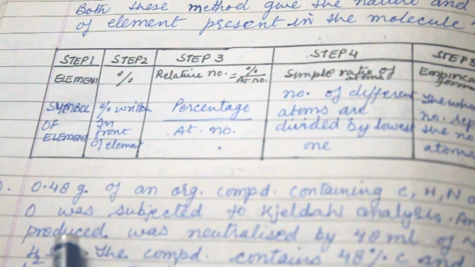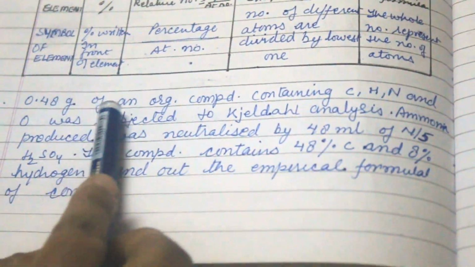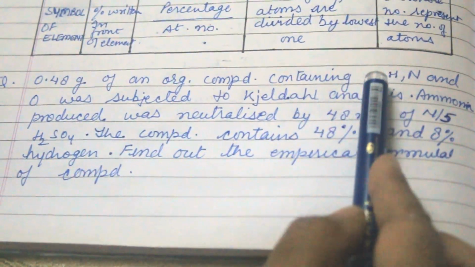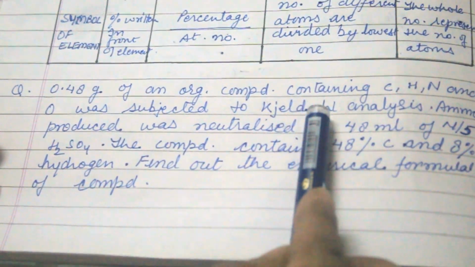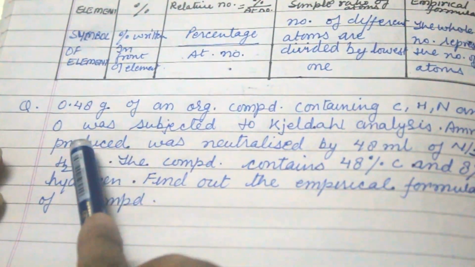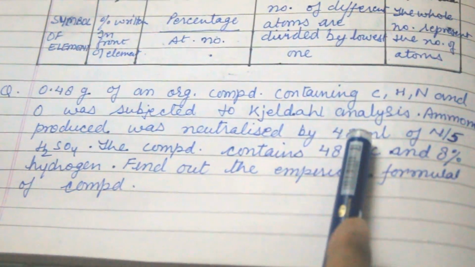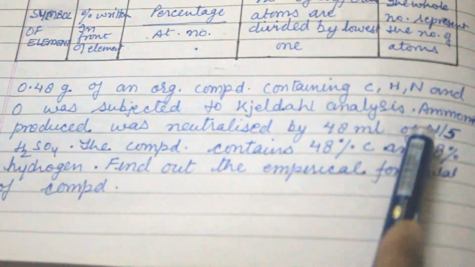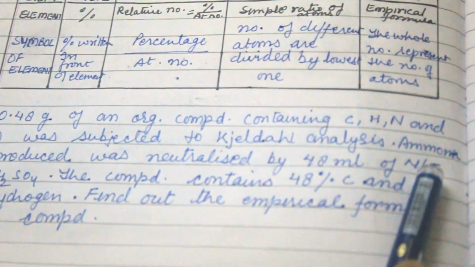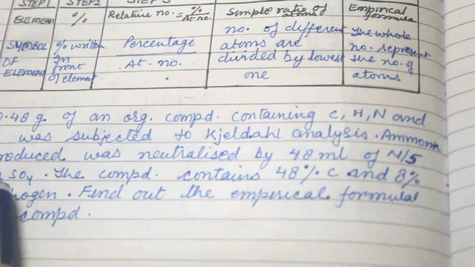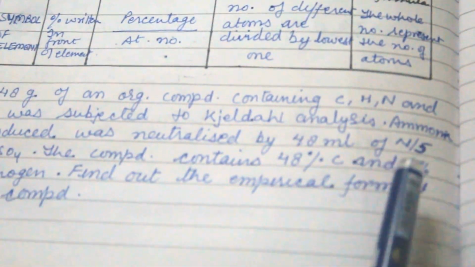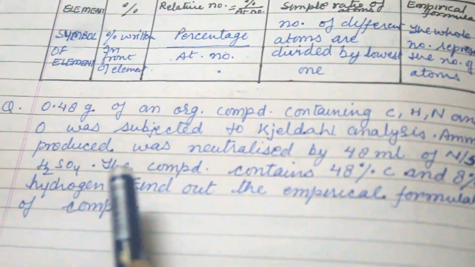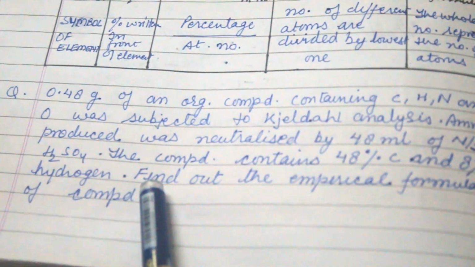Now come to the numerical. 0.48 gram of an organic compound containing carbon, hydrogen, nitrogen and oxygen was subjected to Kjeldahl analysis. Ammonia produced was neutralized by 48 ml of N/5, that is normality upon 5, sulfuric acid. The compound contained 48% of carbon and 8% of hydrogen. Find out the empirical formula of the compound.